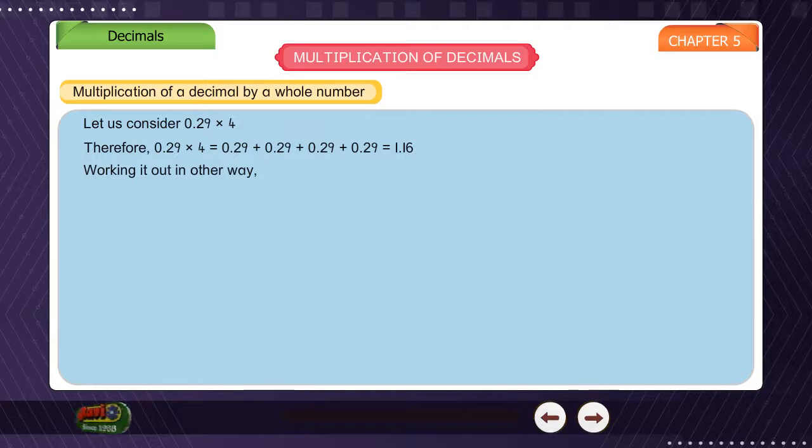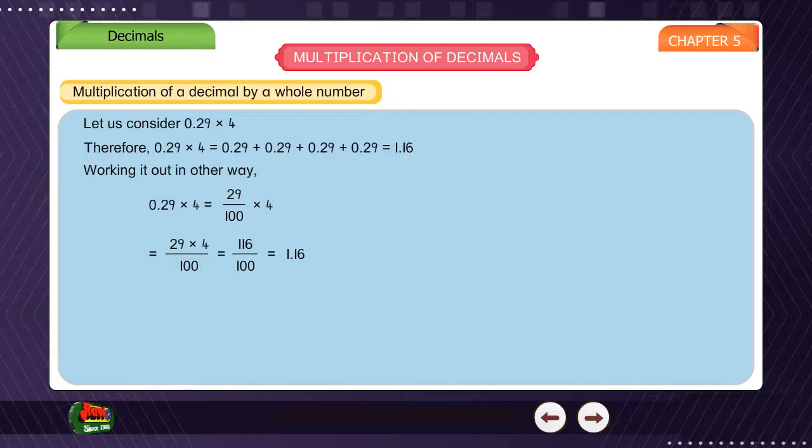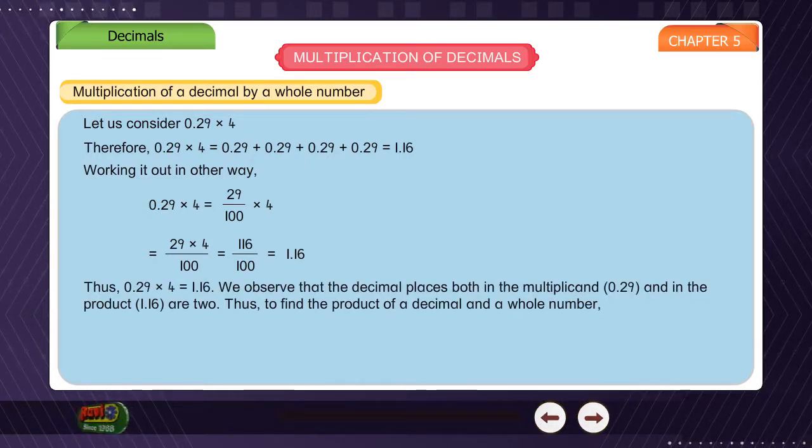Working it out in other way. 0.29 into 4 is equal to 29 by 100 into 4, which is 29 into 4 by 100, equal to 116 by 100, equal to 1.16. Thus, 0.29 into 4 is equal to 1.16. We observe that the decimal places both in the multiplicand 0.29 and in the product 1.16 are 2.